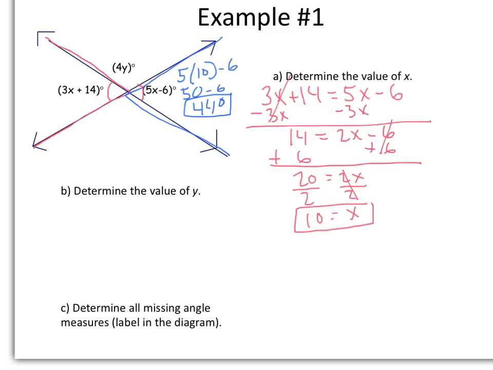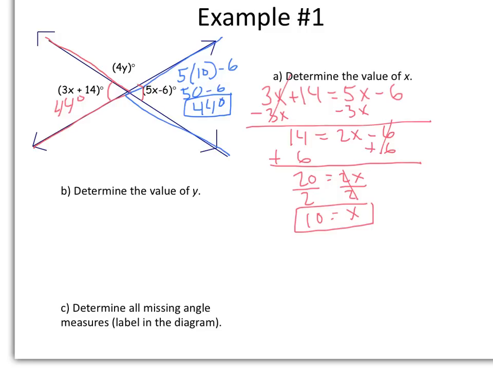As you can see, after I plugged in x into the 5x minus 6 expression, I find out that this blue angle is 44 degrees. To save time, remember, we know that this angle and this angle are congruent, so if this is 44 degrees, I know that this is also 44 degrees. Let's label that diagram.